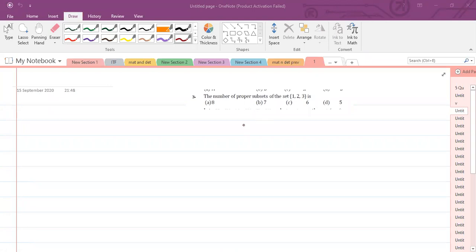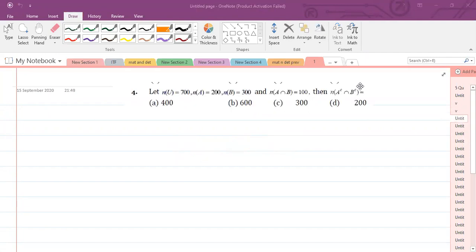Yes, it is B, not A. I have explained this concept in the synopsis. So 2 raised to m subsets will be there, but proper subsets 2 raised to m minus 1. Therefore, it is 2 raised to 3 minus 1. So it becomes 7. It cannot become B and A also. Only one option is possible.